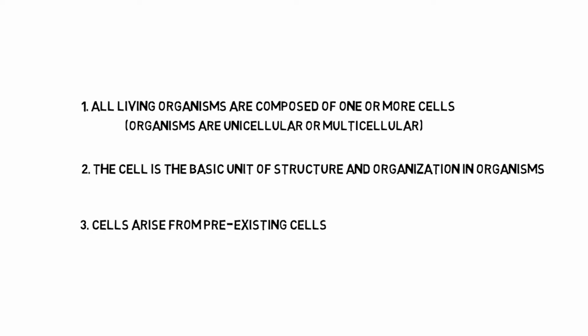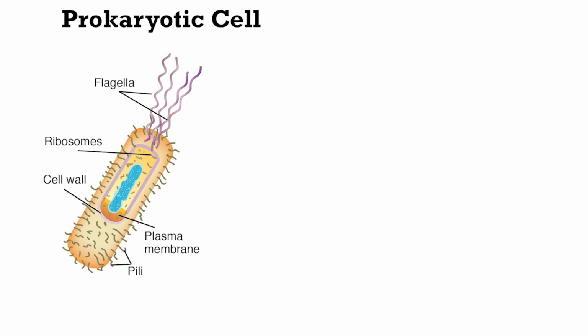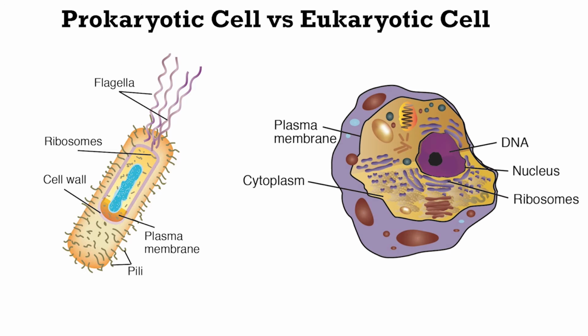Regardless of whether a cell is classified as prokaryote or eukaryote, the cell theory applies. Classification of cells as prokaryotes or eukaryotes depends on the presence or absence of specialized subcellular structures called organelles that have evolved to carry out life functions, including protein synthesis and cell respiration.